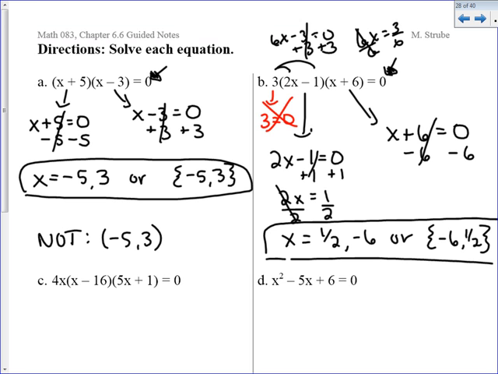So we don't have to use it. If you do, again, you get the same thing. You're just creating extra work.